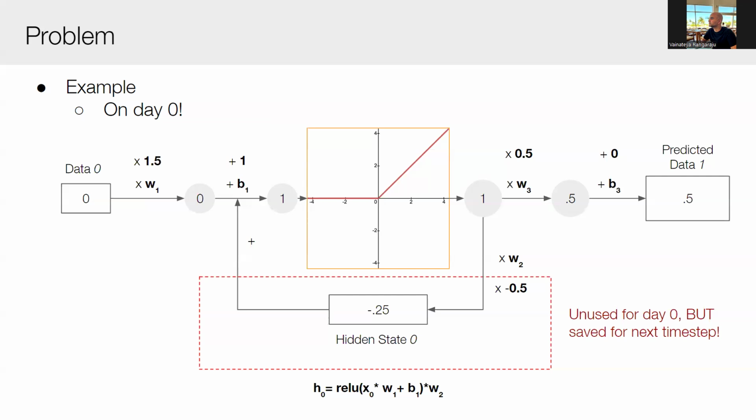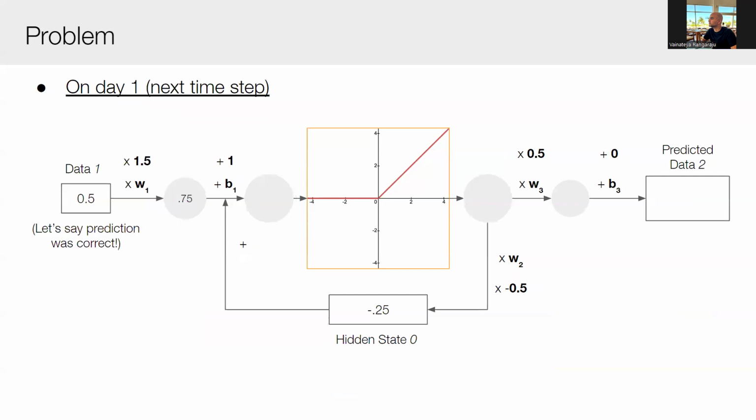So before we didn't have anything, but now during the next cycle, we're definitely going to be making use of this hidden state. And let's just say that our prediction was right. Let's say that it really was 0.5 was the next day's stock price. My wallet's crying right now. And so what's going to happen is our prediction is correct.